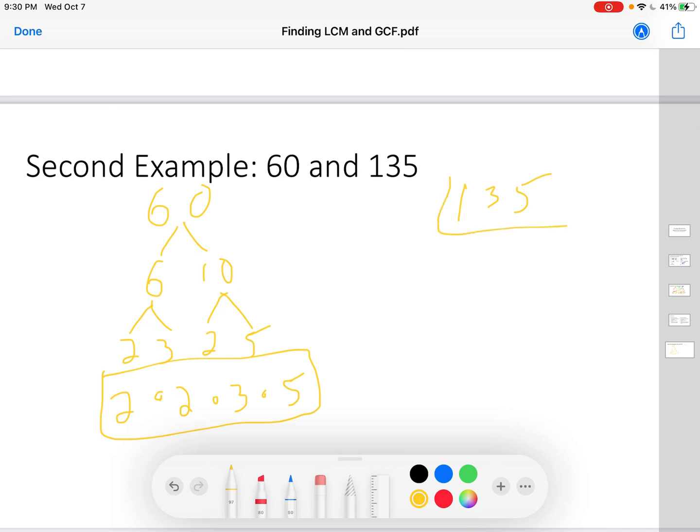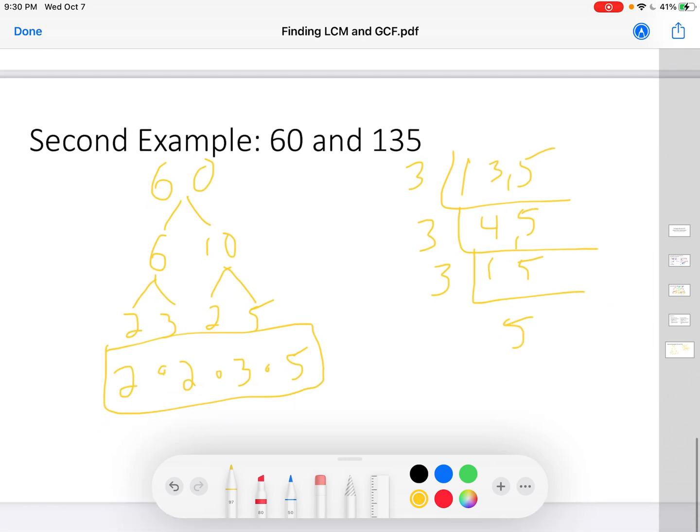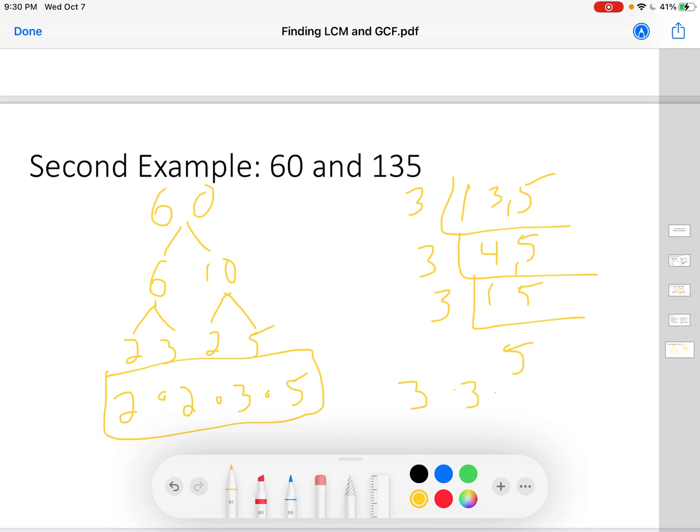Now I will do 135. I'm going to use a factor ladder for this. 2 doesn't work. 3 works. 3 goes into 13 3 times with 4 left over. Nope, that won't work. It must go in 4 times, because 4 is bigger than 3. 4 times with 1 left over goes in 5 times. 15 divided by 3. 3 still works. 3 goes into that once. 3 goes into that 5 times. 3 must go in again. 3 goes into this 5 times. 5 is a prime number, so that's 3 times 3 times 3 times 5. There is its prime factorization.